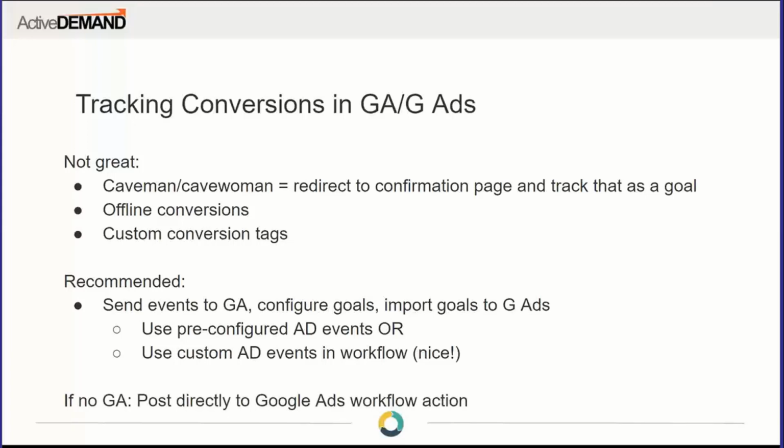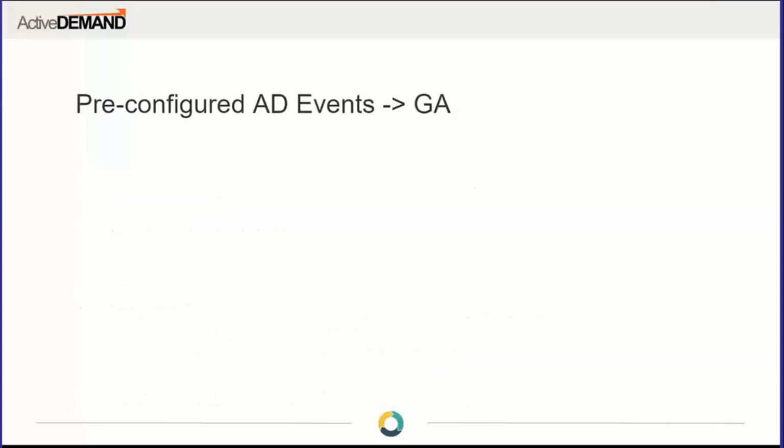If you don't have Google Analytics, and some people just choose not to, then the other option we can use is post directly to Google Ads using a workflow action or the offline conversions. But I prefer to go through Google Analytics. So let's talk about that.